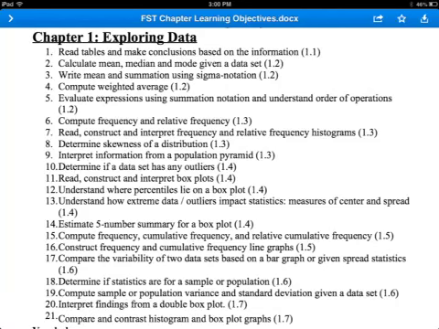As we start section 1.2, you're going to notice that there are 4 different objectives related to 1.2. The first one is calculate mean, median, and mode given a data set. The second, you're going to learn how to write the mean in summation using sigma notation. The third, we're going to talk about computing weighted average. And then the last one is evaluate expressions using sigma notation and understand the order of operations. So let's just jump right into those notes.